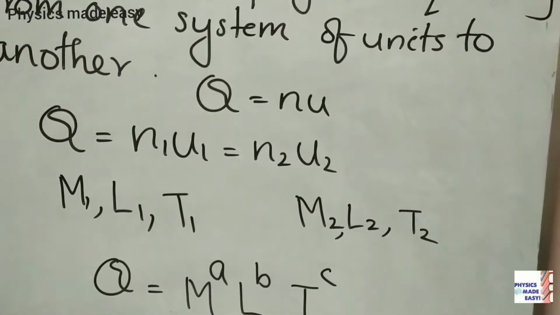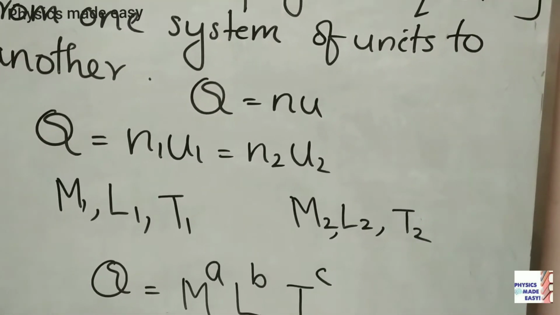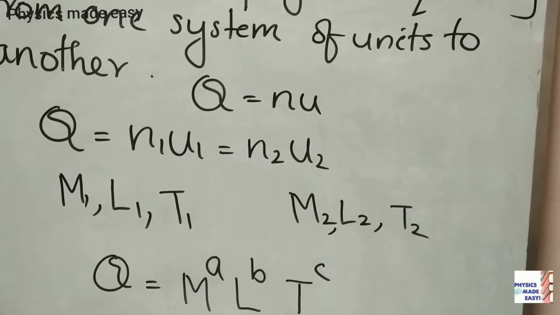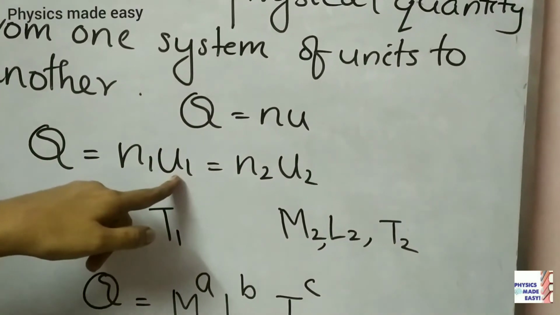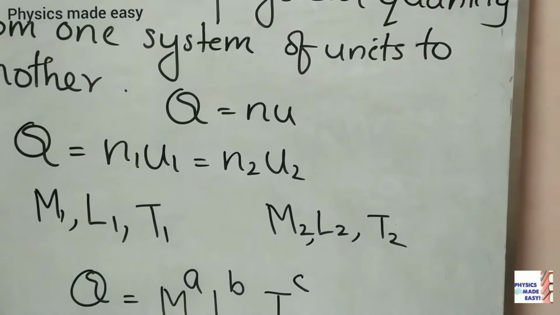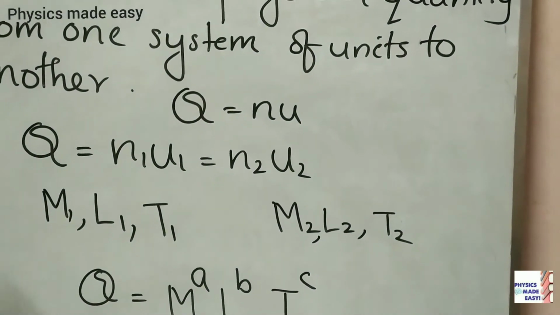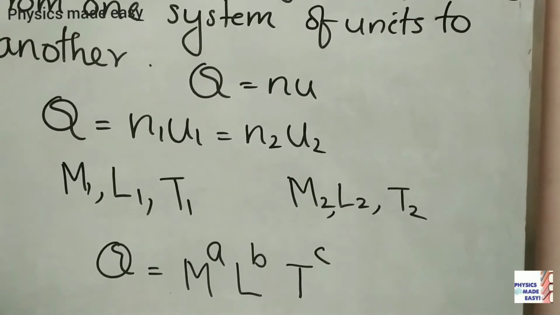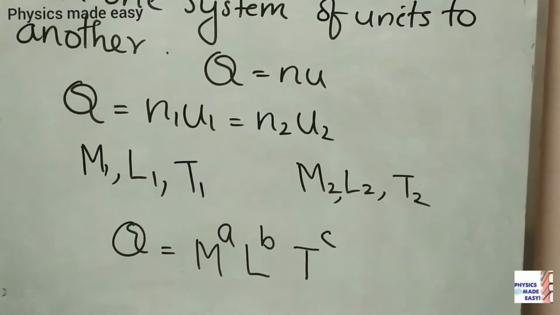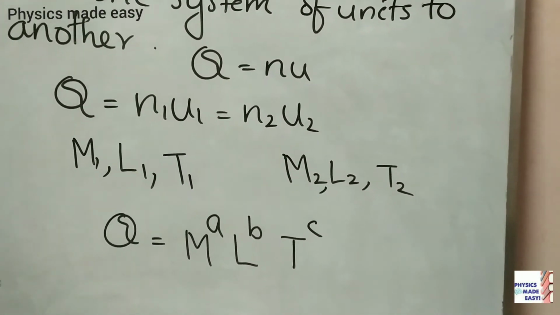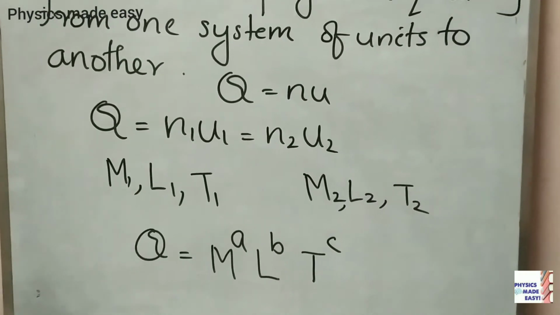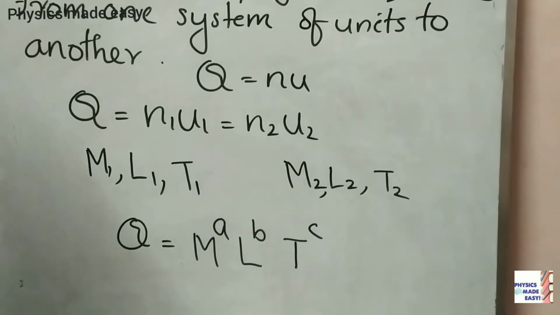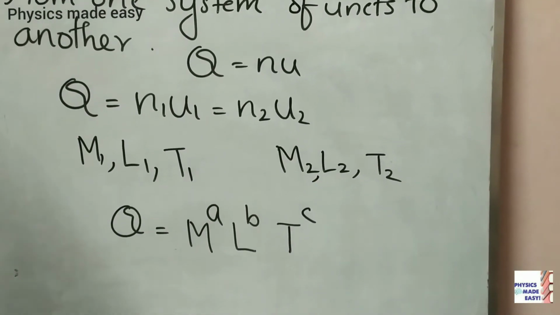Here we are considering the fact that the magnitude of a physical quantity remains the same whatever may be the system of units. So for the first system, u1 is the unit there, u2 is the unit there. Then we can consider dimensions also. So here M1, L1, T1, the dimensions of fundamental units for the first system, and in the same way M2, L2, T2 for the second system. Then we can write the dimensional equation for this physical quantity as Q is equal to M raised to a, L raised to b, T raised to c.